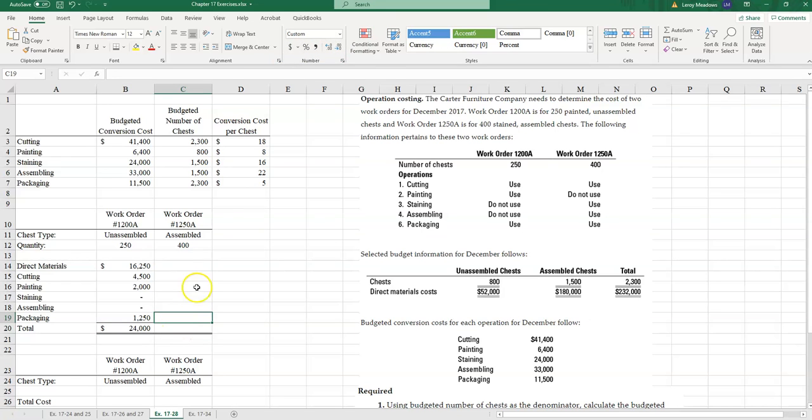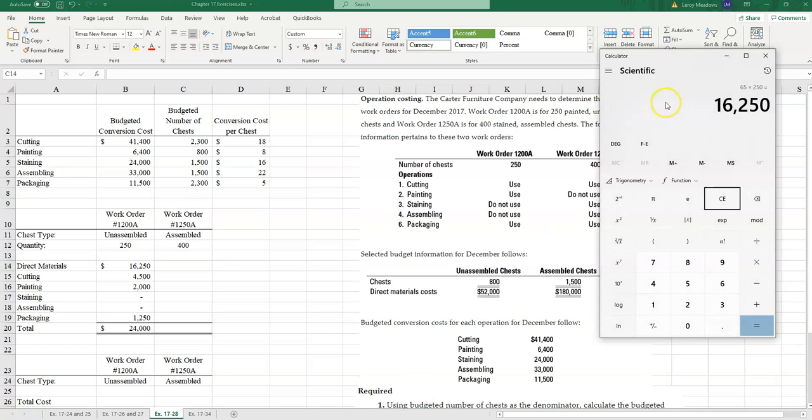Now, let's take a look at the assembled order. Work order 1250 is for 400 assembled chests. Now, what am I going to do? I'm going to take my direct materials. Well, my direct materials associated with assembled chest, 180,000. So let's get out our calculator.